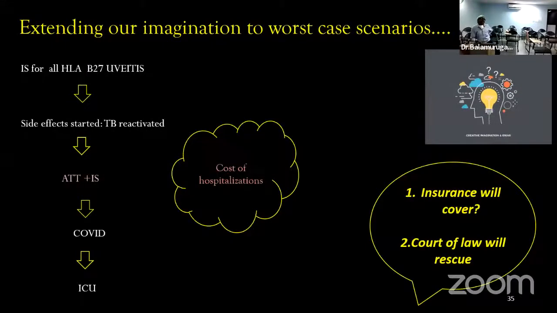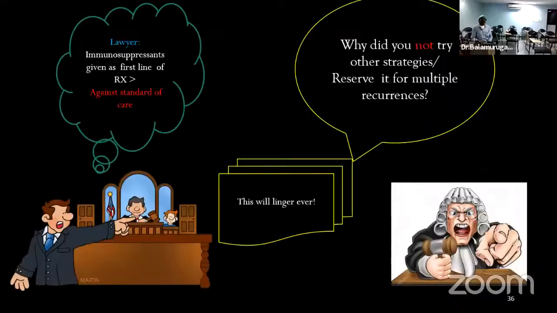So extending our imagination, if we start immunosuppression for all HLA B27, side effects shorter, TB reactivated, Dr. Patha will start ATT and immunosuppression. Then the patient will get COVID, then we'll go to ICU. And who will bear the cost of hospitalization? Will insurance cover? Will a court of law rescue?